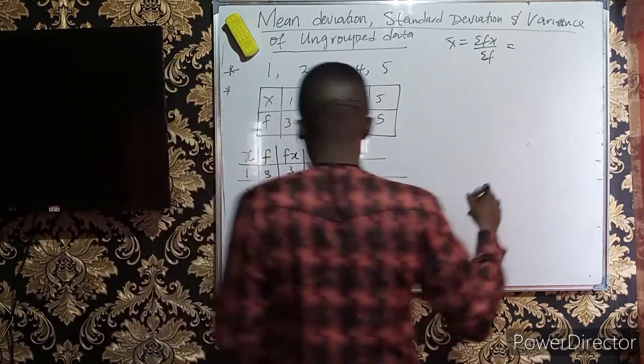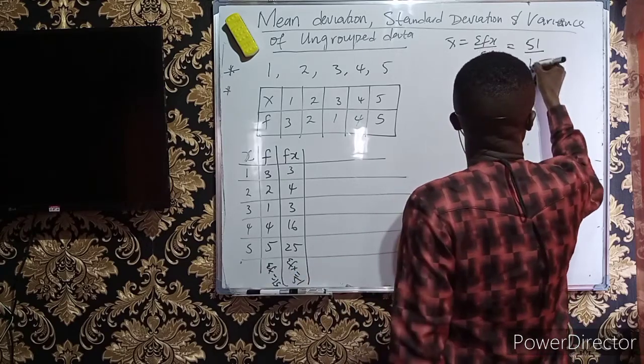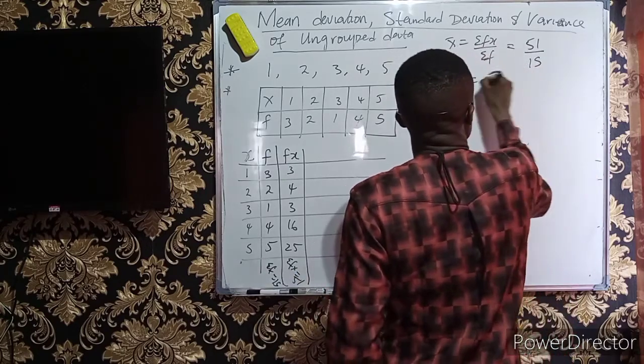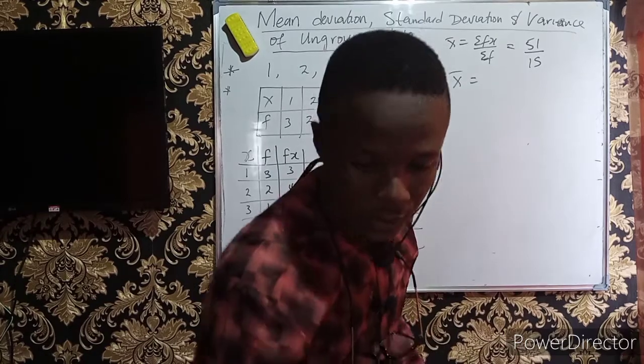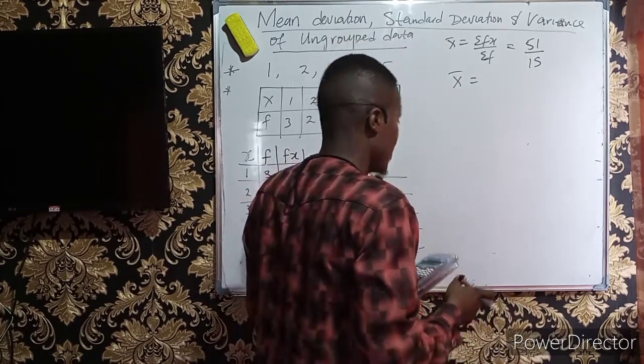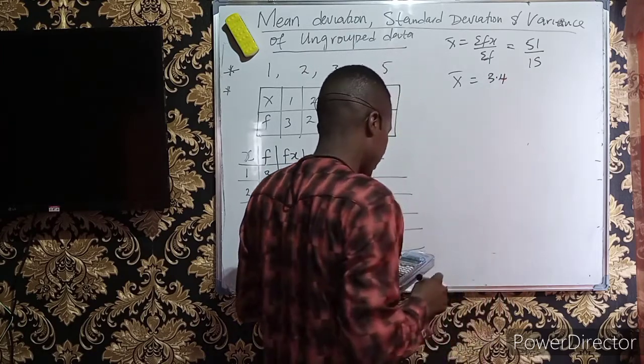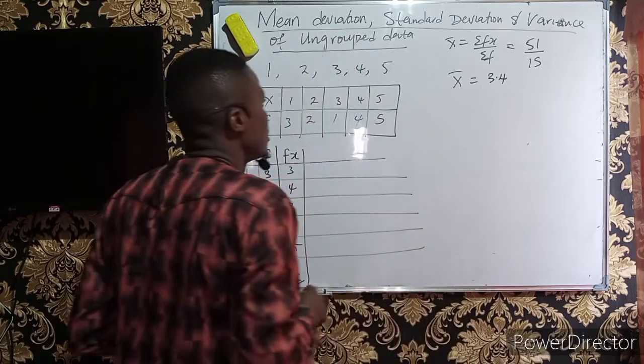So this is now summation fx, which is 51, over summation f, which I added up as 15. So x bar will now be 51 divided by 15. So let's divide. 51 divided by 15 is 3.4.